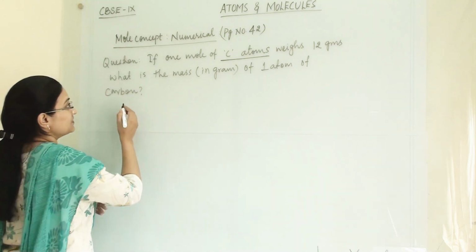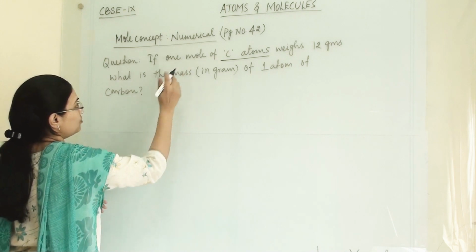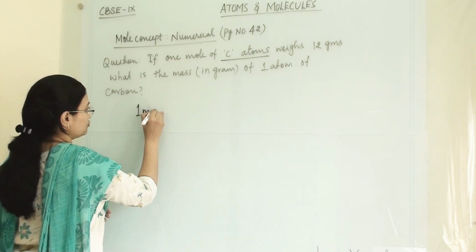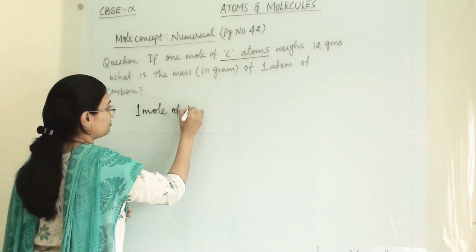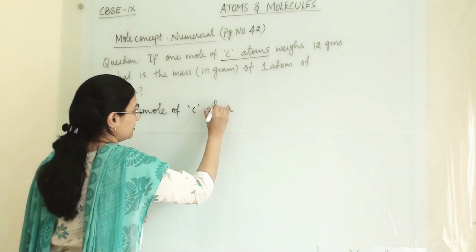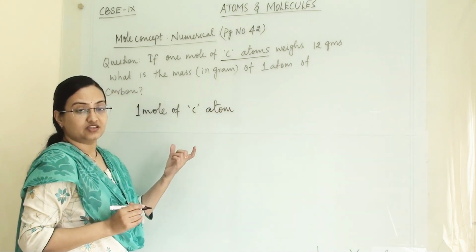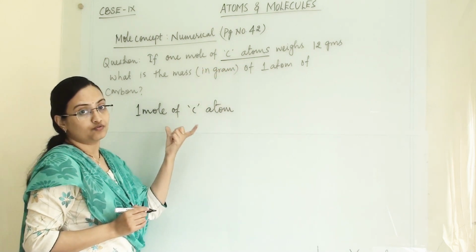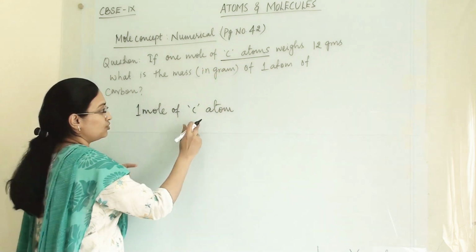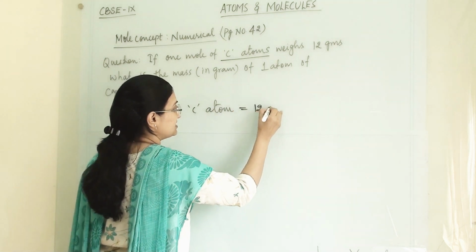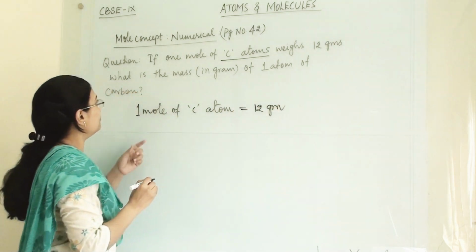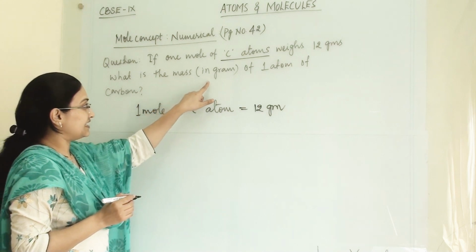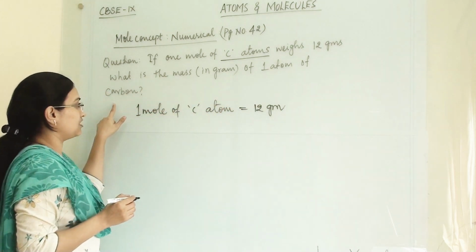So first is that 1 mole of carbon atom. First we need to check whether the details they have given are for atom or for molecule. So 1 mole of carbon atom's weight is 12 gram. Now what is the mass in gram of 1 atom of carbon?